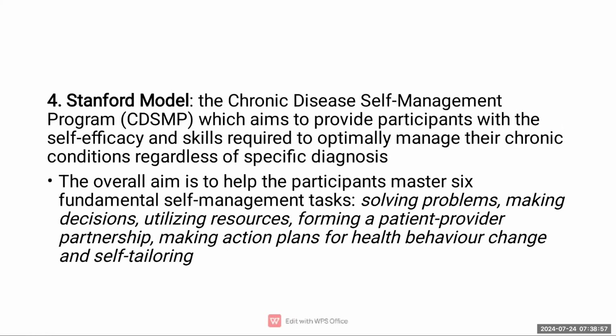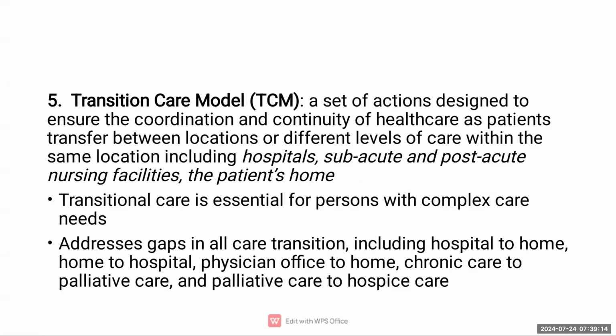Then another one found in the literature is the Stanford model. The overall aim here is to help the participant master 6 fundamental self-management tasks like resolving problems, making decisions, utilizing resources, and also making action plans for health behavior change and tailoring. Then here we have the transition care model. It is essential for patients with complex care and addresses gaps in all care transitions, including hospital to home, home to hospital, or physician office to home, chronic care to palliative care, and even palliative care to hospice care.